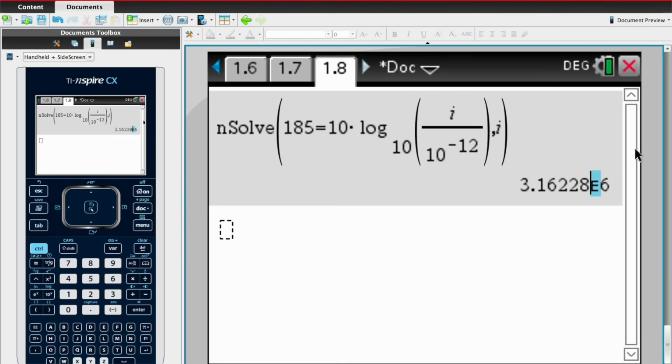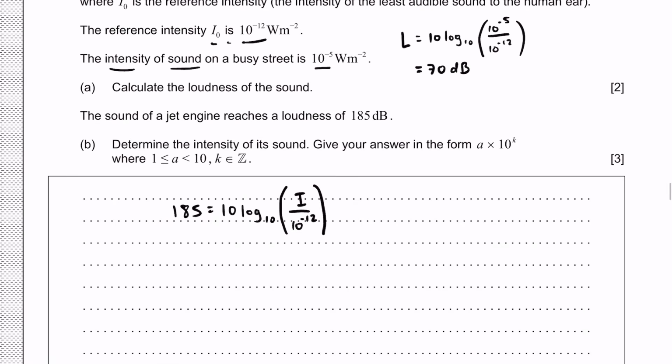So let's write this out in the document. So here we have 3.16228, but to 3 sig figs, 3.16, and it's times, and we don't just write e to the 6, we write times 10 to the 6. And that is it. That's all we needed.